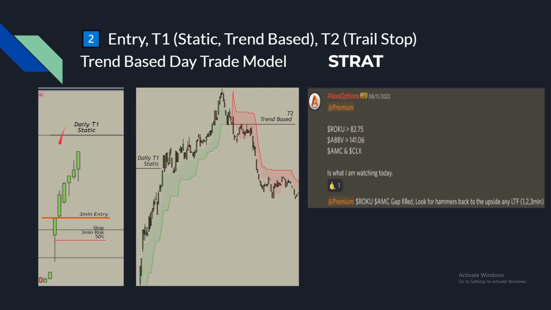Well, our first target's that daily T1, which is static, and we know it beforehand. And after hitting that, what are we going to do? We're going to use our trend-based stop. And that trend-based stop is shown here with the ATR trailing stop. And with this, it can be done on multiple time frames. You can see a 3 minute entry down here. This is a 1 minute time frame.